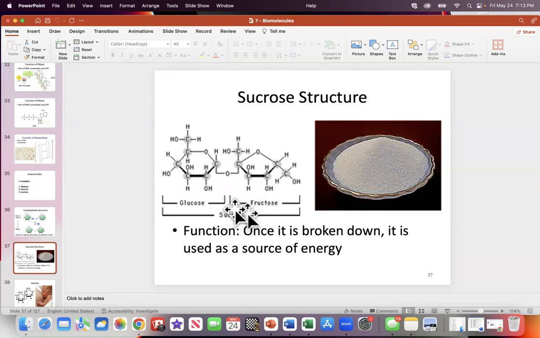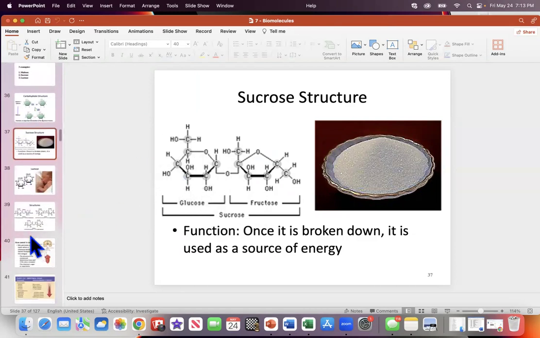So when you eat sucrose, it's easy to understand. When you break this down, it's a glucose. So when you eat sugar, directly you have the glucose as the energy source.